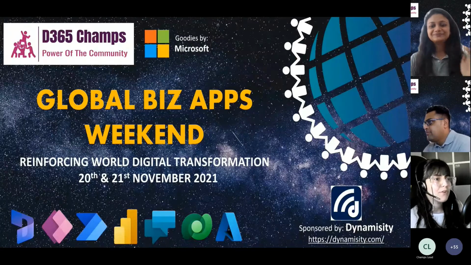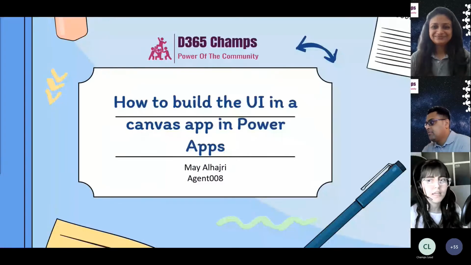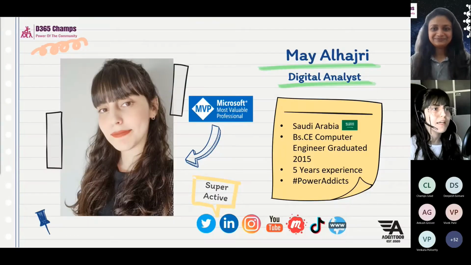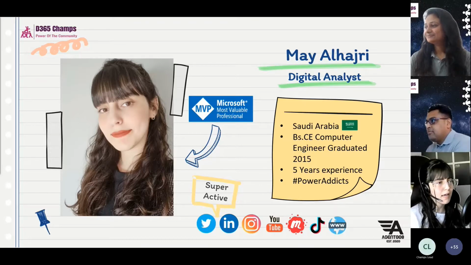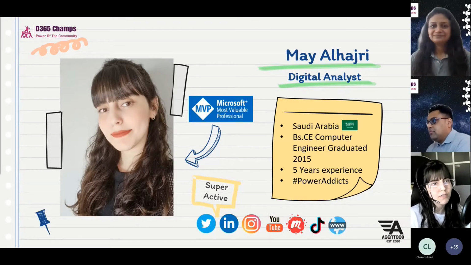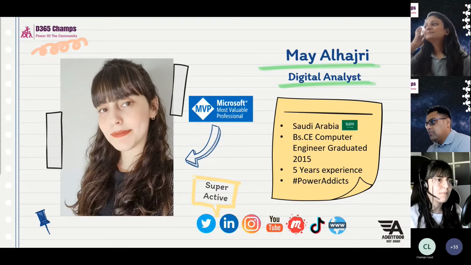Okay. So first of all, thank you team for having me today. I'm super happy to be here to share my knowledge with all of you. Before we start, let me give you a quick intro about myself. My name is May Alhajri. I'm from Saudi Arabia. I graduated with a computer engineering bachelor's degree. I have 5 years of experience within the oil and gas industry with different projects, and I started my journey as a power addict, and now I'm a Microsoft MVP, the first Saudi female.